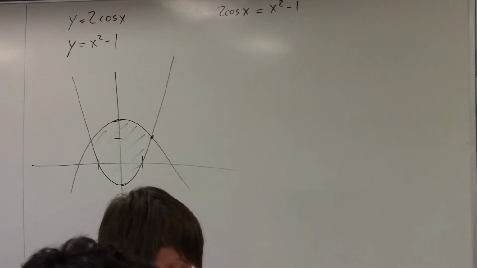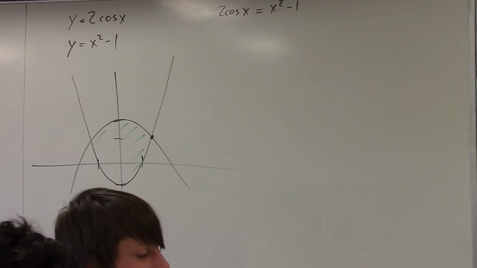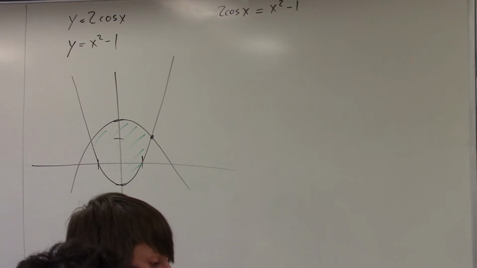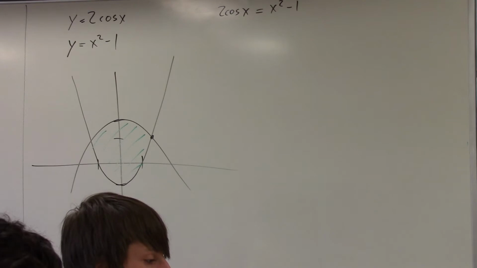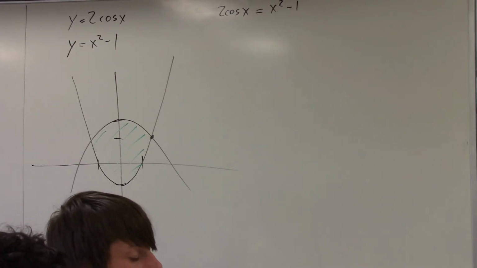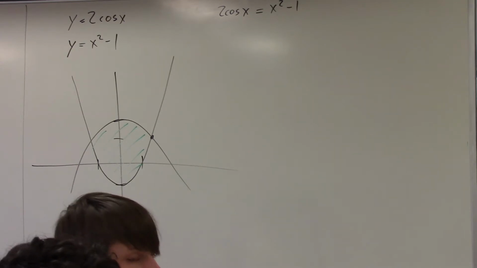So here's what you do. Go into y1, type 2 cosine, make sure you're in radians. Go into y2 and type x squared minus 1. And then graph them. And graph them on a nice happy interval. Like say from, I don't know, -2 to 2 and -3 to 3, something like that.